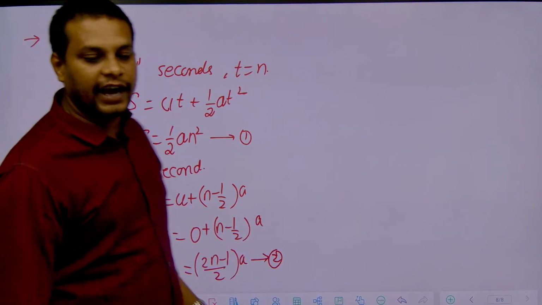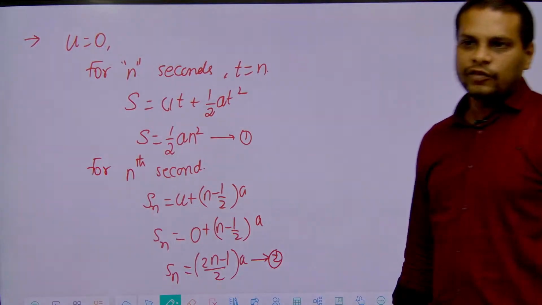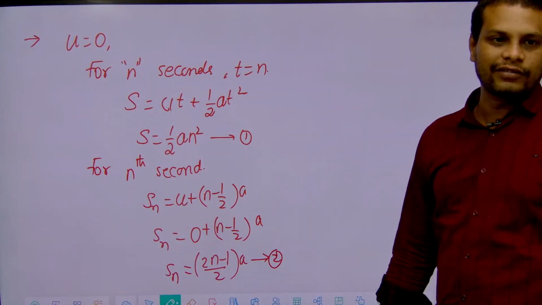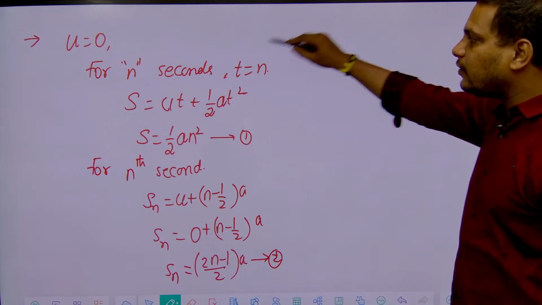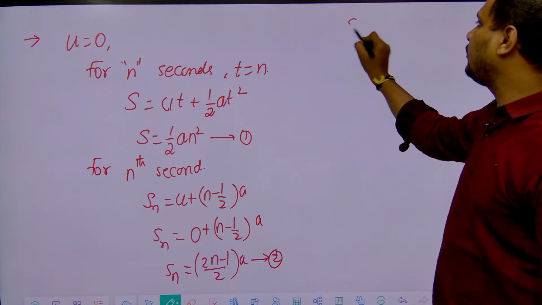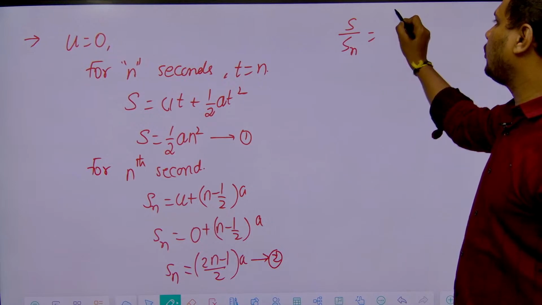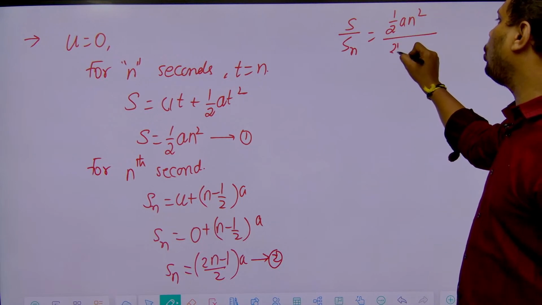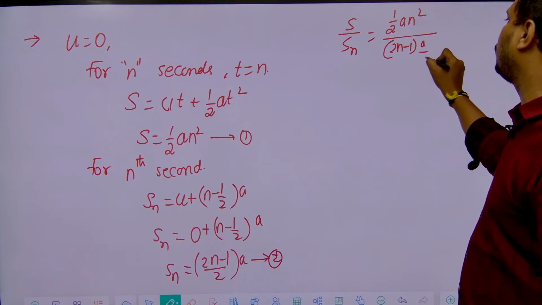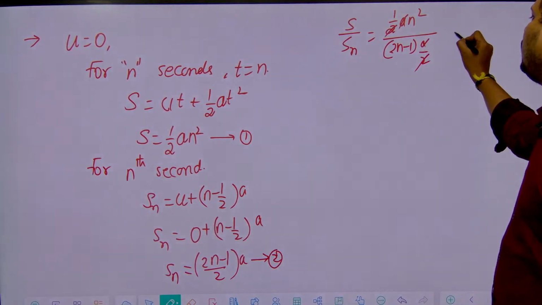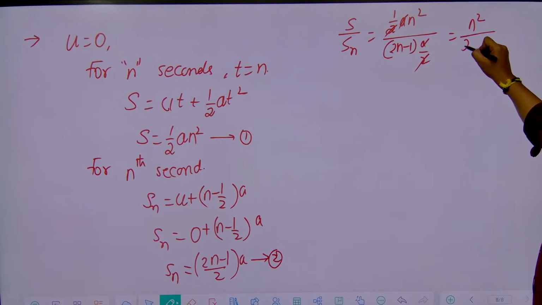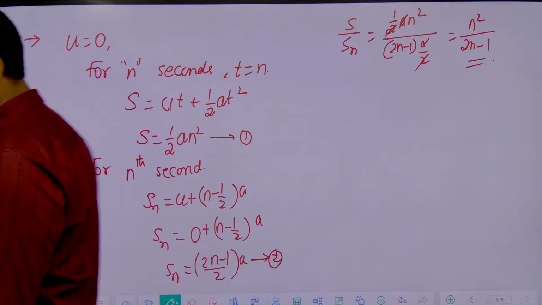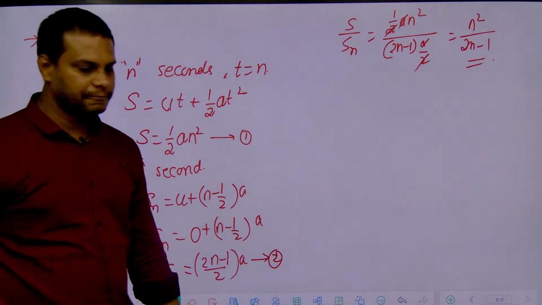Then divide. They asked in the question, displacement n seconds by nth second. That is s divided by Sn. That is equal to half a n square divided by 2n minus 1 into a by 2. Cancel 2 and 2 and a. Then the value will be n square by 2n minus 1. Are you clear? Now this is one standard problem. So please do it.